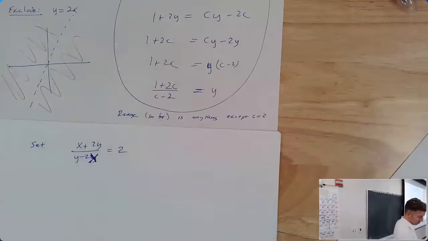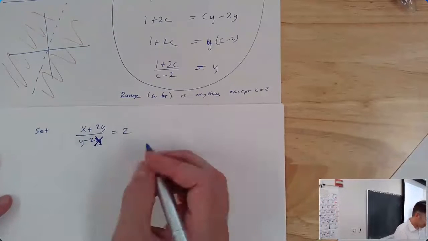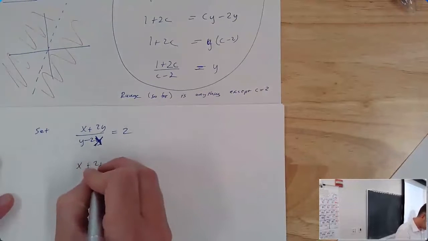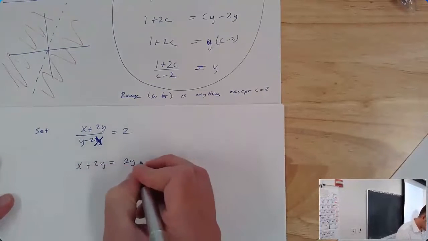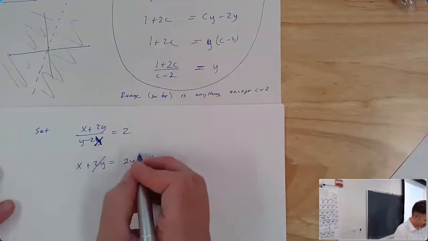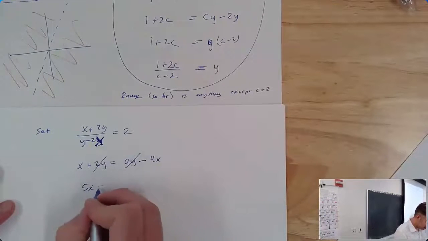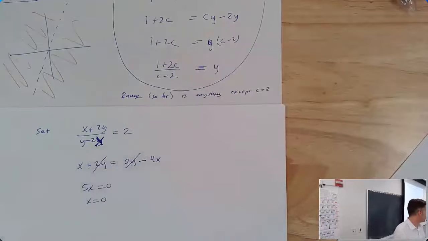Now, I guessed it before. I guessed x equals 0 and I got the thing. So let's pretend like we didn't know that. I'm just trying to figure out how I'm going to do this. Well, I'm going to multiply both sides by y minus 2x. So x plus 2y equals 2y minus 4x. Then the 2y's cancel, and I'm getting 5x equal to 0. So I'm getting x equal to 0.